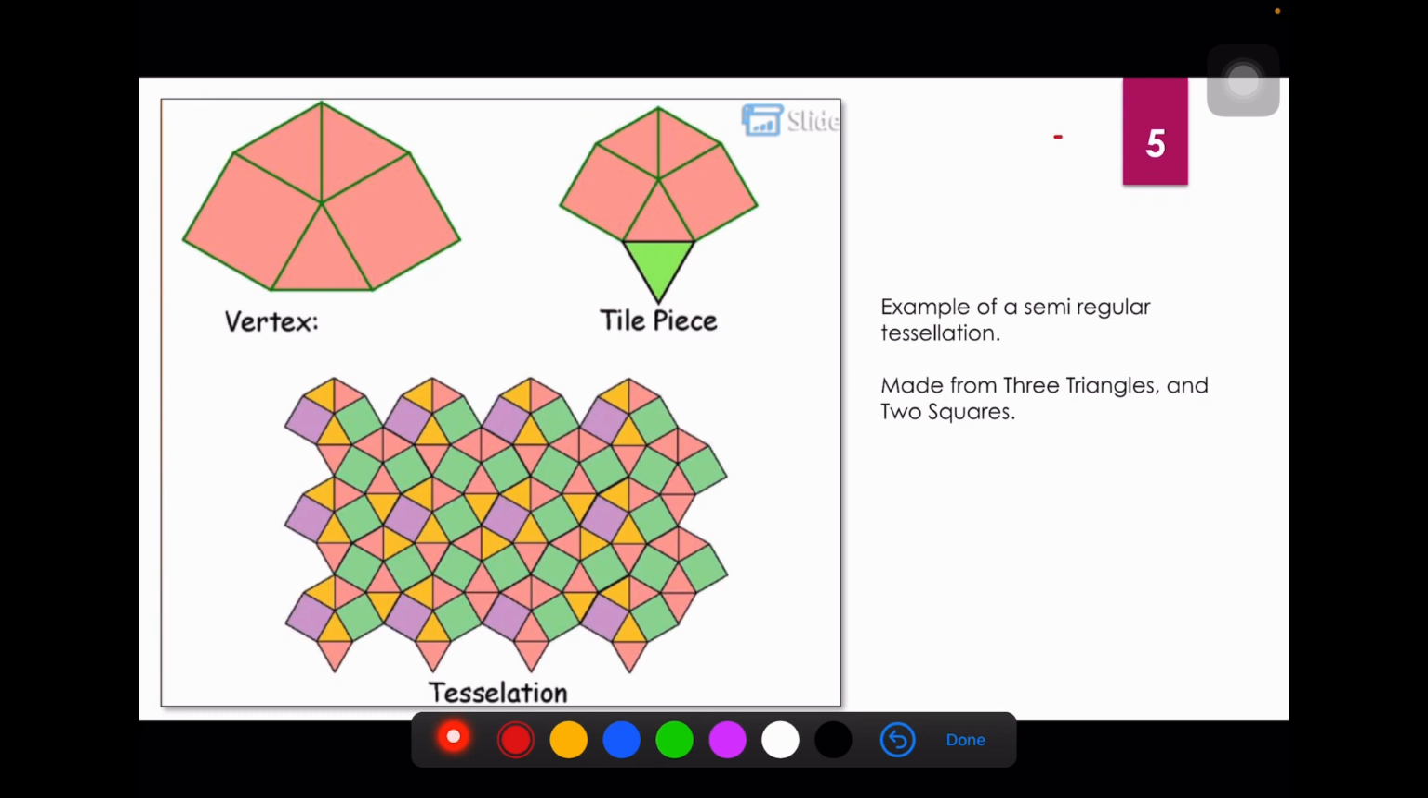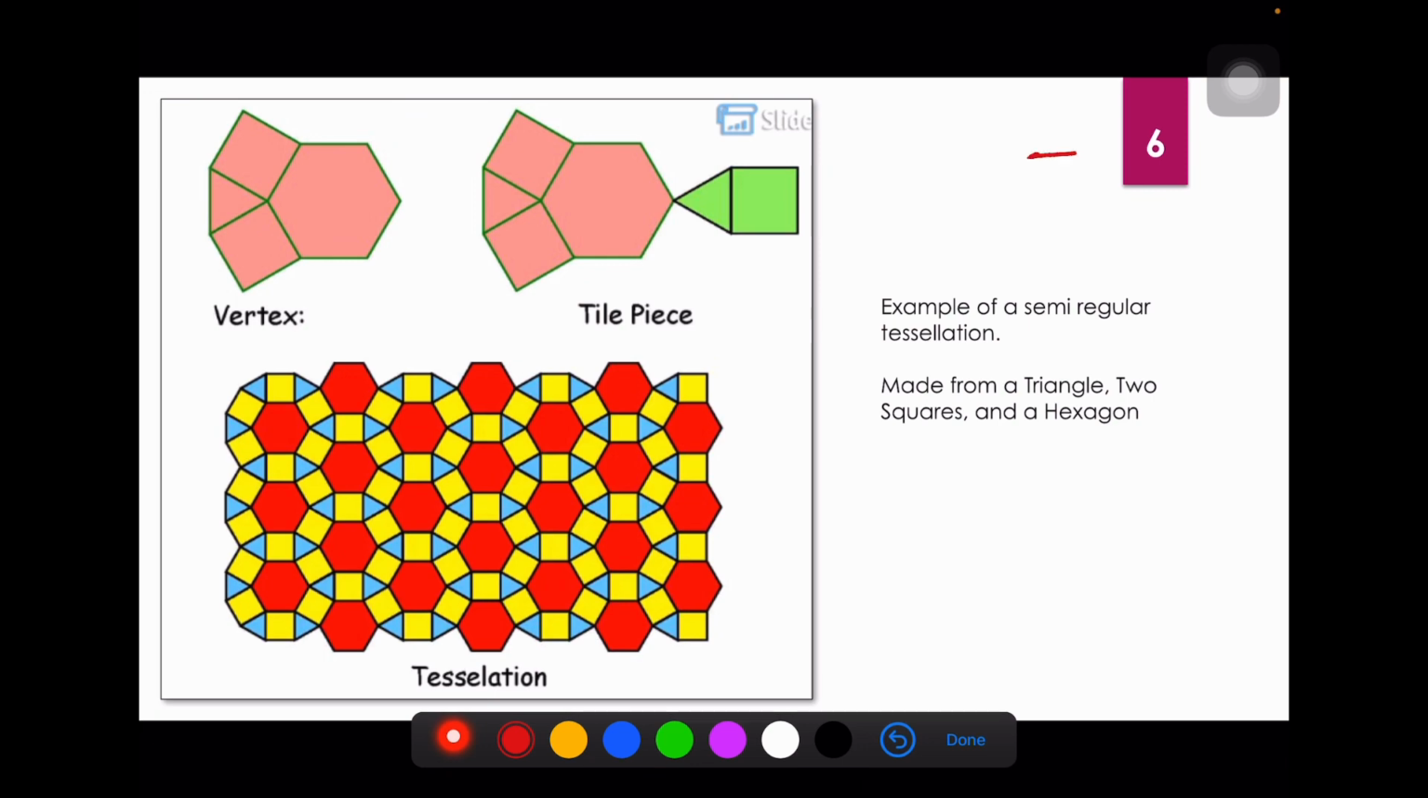And the 5th one is where we have 3 triangles and 2 squares. So it looks like the original one that we saw earlier, but the only difference is that you can add another piece of a triangle at the bottom. Then it becomes this pattern. The vertex is here.